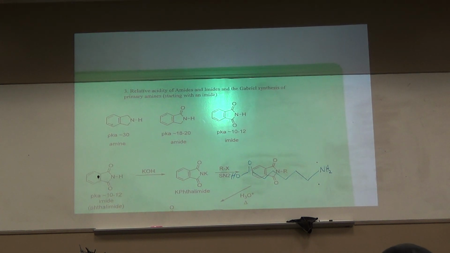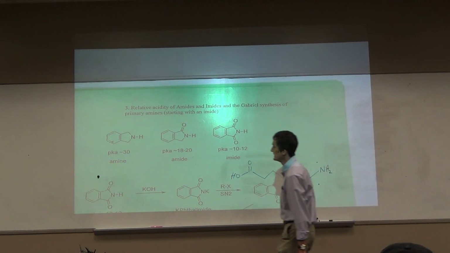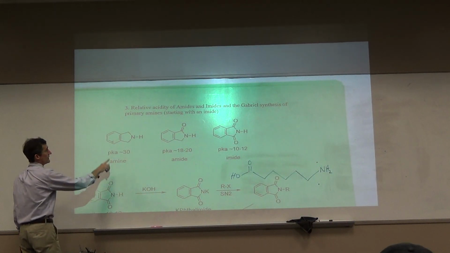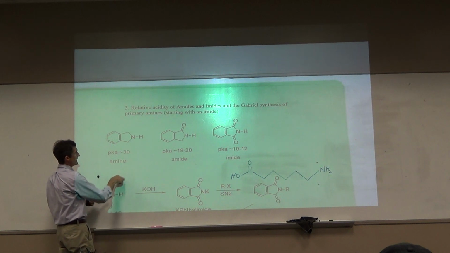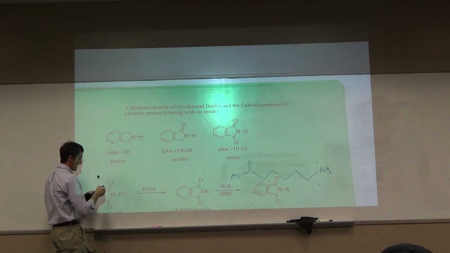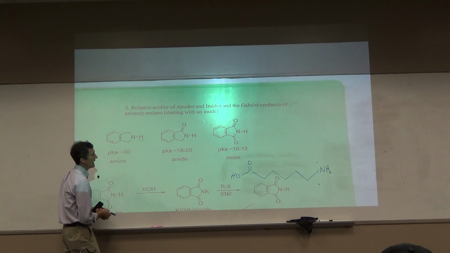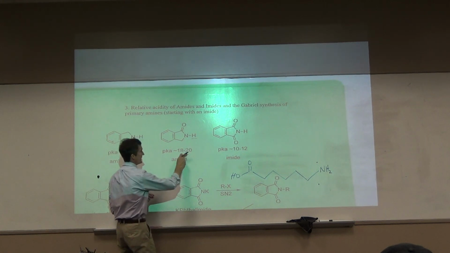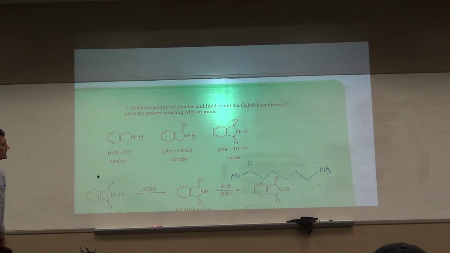Okay, acidity, amides and imides. Acidity, amines, this H really doesn't have much acidity, pKa of about 30. Amides, the H has a pKa more acidic of about 18 to 20. Why is it more acidic? Carbonyl. Obviously the carbonyl, that's the difference. Why the carbonyl? Nitrogen's going into it. The nitrogen anion, because we want to consider the conjugate base. The nitrogen anion will be stabilized by resonance into the carbonyl, right?